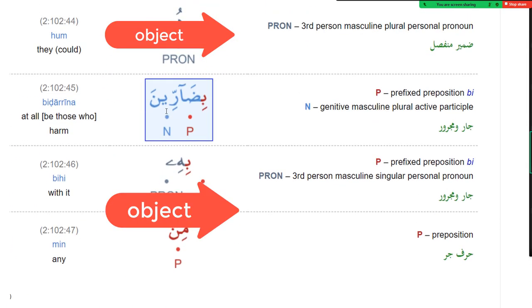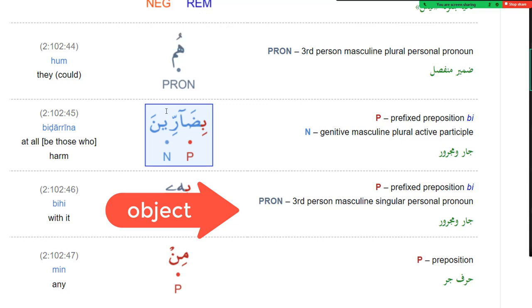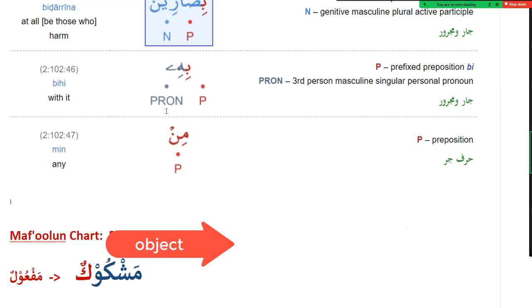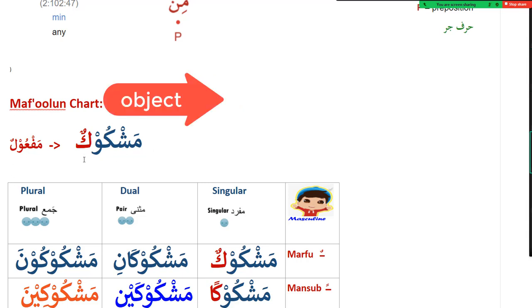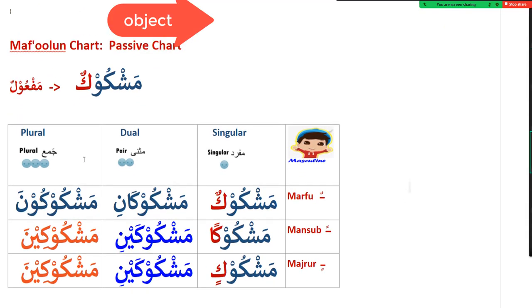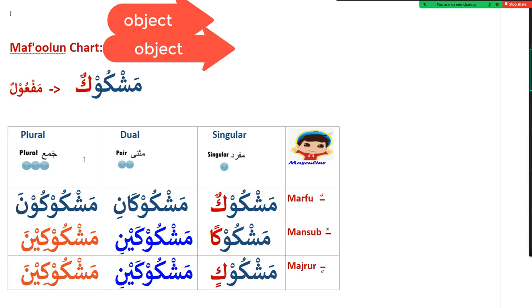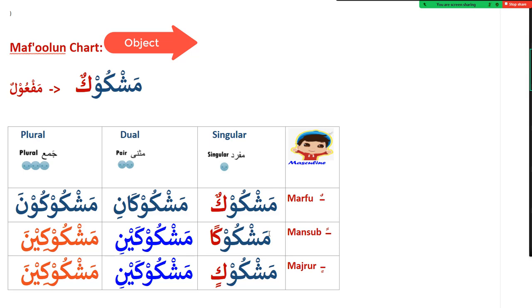We have the maf'ulun pattern. We learned about fa'ilun. Next, we're going to learn about maf'ulun, the passive participle. If you follow the maf'ul chart and put the word sheen, kaf, kaf in it, it's going to be mashkukun. So there's no change. It follows exactly like maf'ulun, mashkukun. Nothing is dropped and nothing is added. It's the simple chart for mashkukun, maf'ulun.